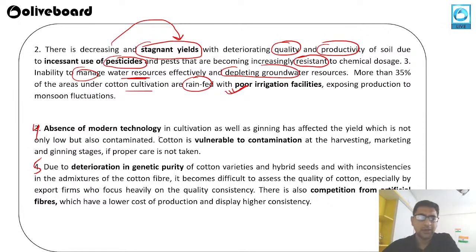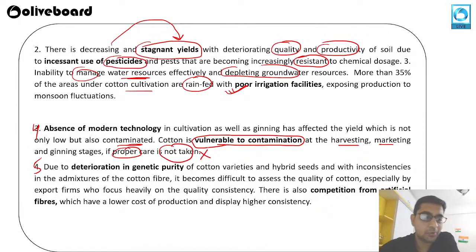So there is an absence of modern technologies in the cultivation of cotton. The lack of modern technology in cultivation as well as ginning has affected the yield, which is not only low but also contaminated. Cotton is vulnerable to contamination. If you are not protecting the cotton crop properly, it will get contaminated very easily. During harvesting, marketing and ginning, proper care has to be taken, but it has not been. If you are not taking proper care, the crop may get contaminated and your whole crop may get destroyed.